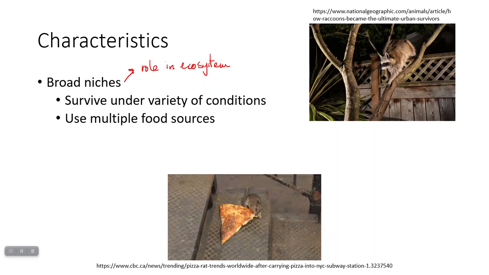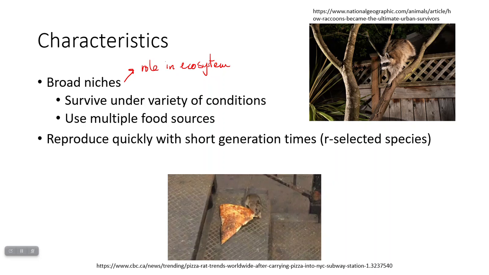So another example of a generalist here is a rat. This is the famous picture of Pizza Rat, who was dragging a piece of pizza down some subway stairs in New York City. And generalists can use a lot of different types of food. They're not super picky. They also can often reproduce very quickly. They don't have very long periods of time before they're able to reproduce. So they're born, they mature quickly, and they're able to reproduce, which makes them something called an R-selected species, which we'll talk about in our next set of notes.